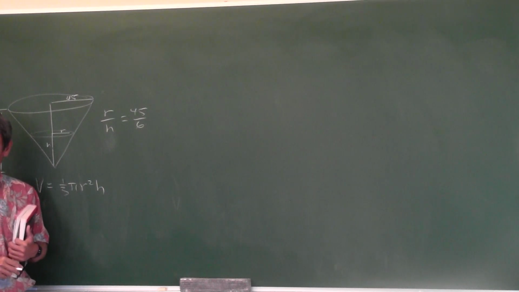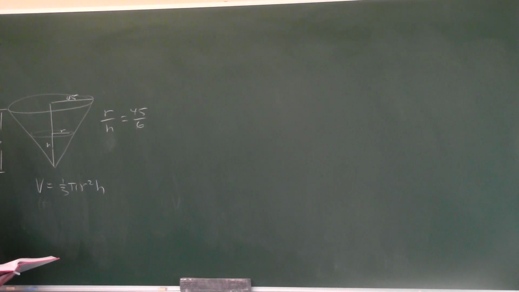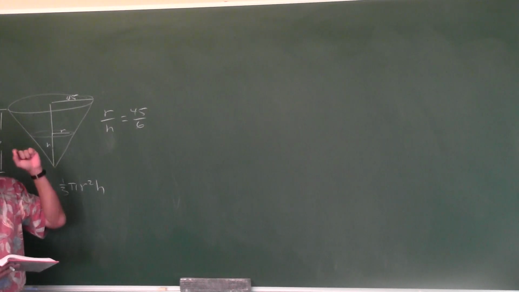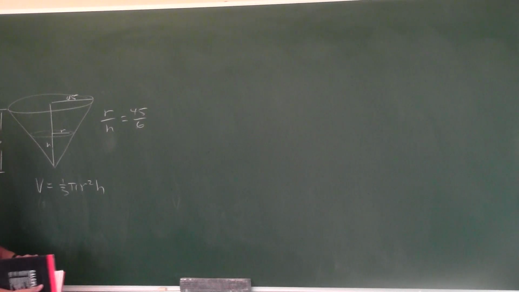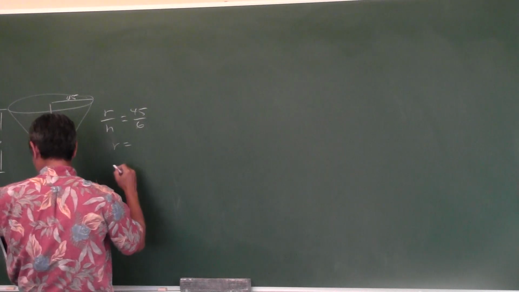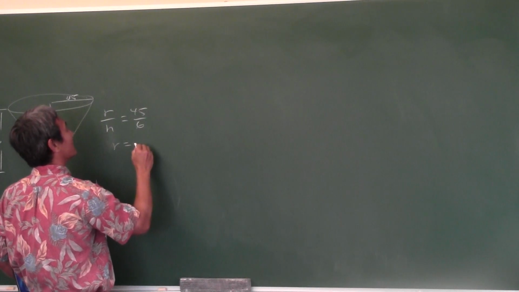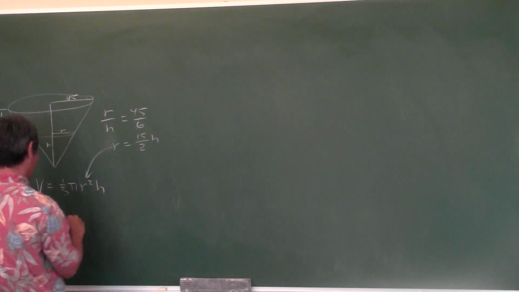Now you have to figure out what variable you are going to solve for. You have to actually read the problem, because part A is asking how fast the water level is falling. In other words, we want to find dh/dt, h dot. So you solve for r. Can we reduce 45 over 6? Yes, divide by 3. So r equals 15 over 2 h. Take that, plug it in there.